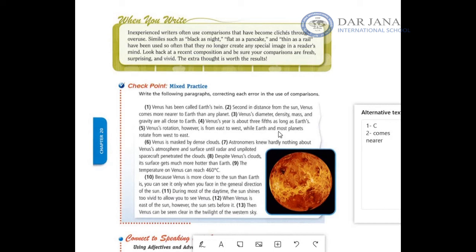Number 3. Venus's diameter, density, mass, and gravity are all close to Earth. The problem here is in the use of a logical comparison. The comparison is not between Venus and Earth, it's about those objects that are possessed by Venus here: diameter, density, mass, and gravity. They are not compared to Earth. They are compared to the Earth's same categories or the same objects. So the correction is to use the word Earth's, close to Earth's.